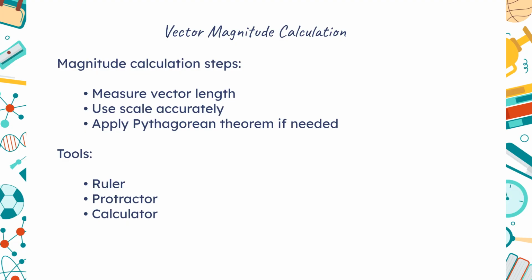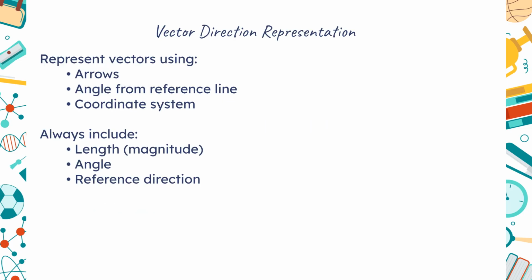To calculate vector magnitude, measure the vector length, use the scale accurately, and apply the Pythagorean theorem if necessary. Tools needed are a ruler, protractor, and calculator. Vector direction can be represented using arrows, the angle from a reference line, or a coordinate system. Always include the length, angle, and reference direction when representing a vector.